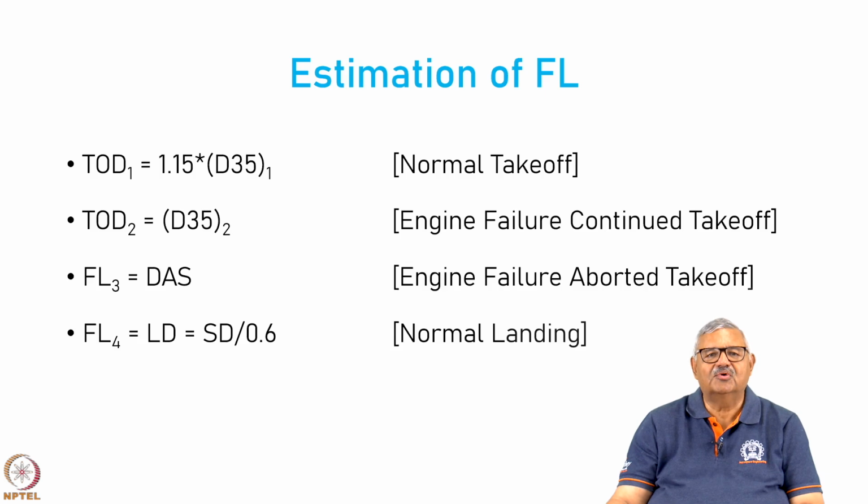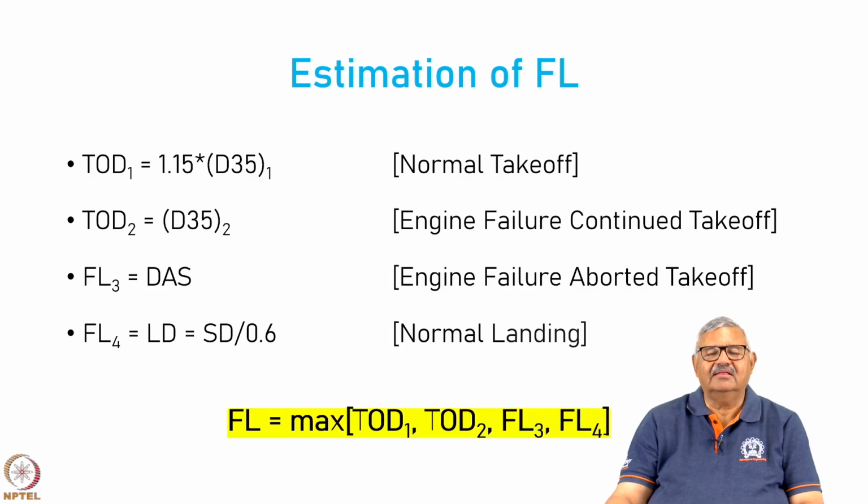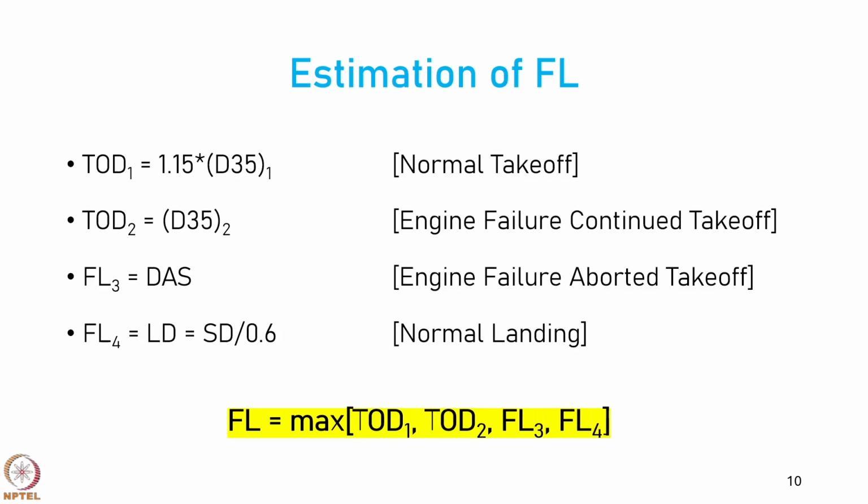Now, we have these four estimates of field length from each of the four cases. To determine the required field length, or the field length to be considered, we just take the maximum value of all these four and call it the field length. Okay. So, we determine four field lengths from four cases and then take the maximum of them. Let us see how we can use this in a solved example.